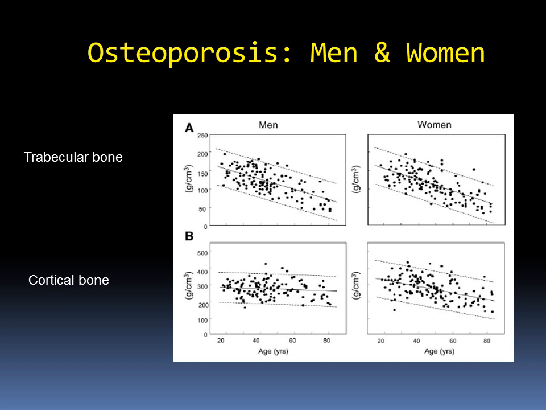Okay, here is a model of the trabecular as well as the cortical bone. You can see in the men there is that gradual decline in the trabecular, the same as what we see in women, whereas in the cortical bone it's almost level in the men, whereas in the women it still continues to decline.